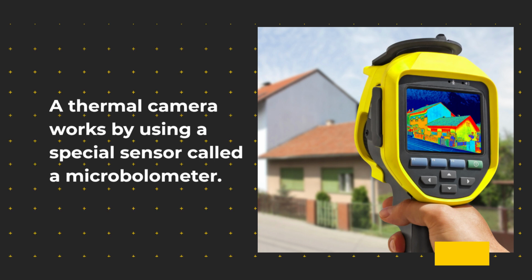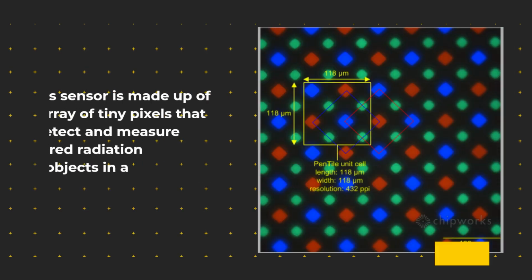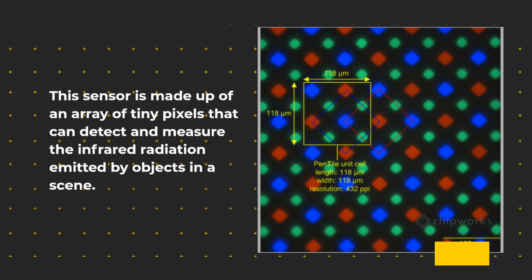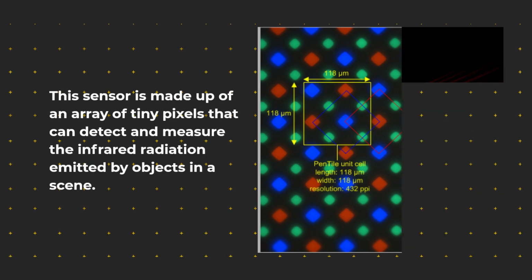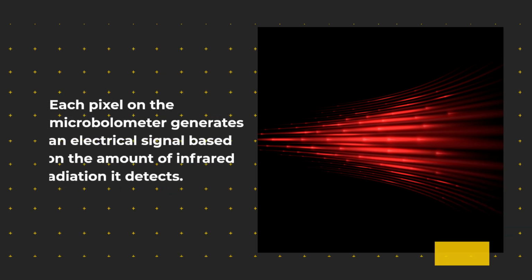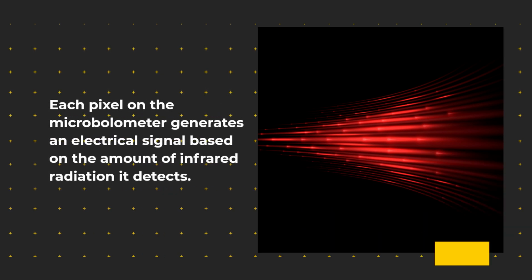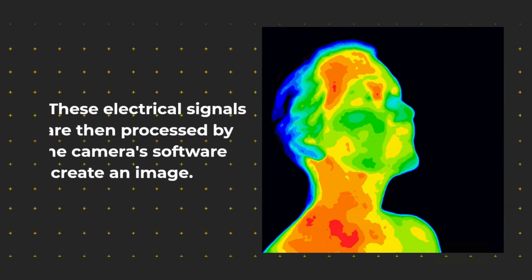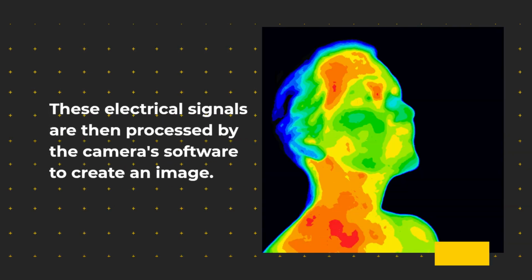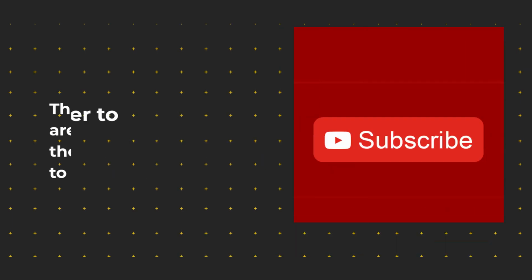How does a thermal camera work? A thermal camera works by using a special sensor called a microbolometer. This sensor is made up of an array of tiny pixels that can detect and measure the infrared radiation emitted by objects in a scene. Each pixel on the microbolometer generates an electrical signal based on the amount of infrared radiation it detects. These electrical signals are then processed by the camera's software to create an image.